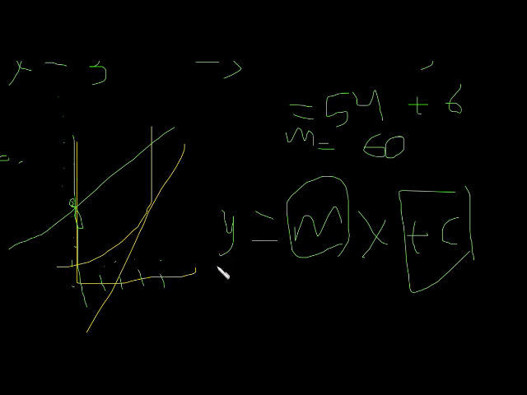Now let's use the example you have already done. Let's put this in the equation y is equal to mx plus c. The equation of a straight line graph will always be something like y is equal to mx plus c. Now we have to find m and we have to find c. We already found the m, which is 60.